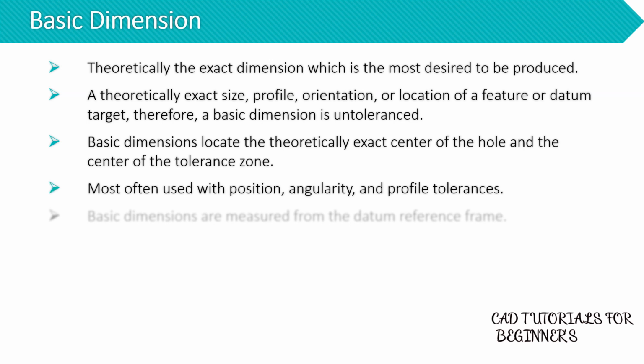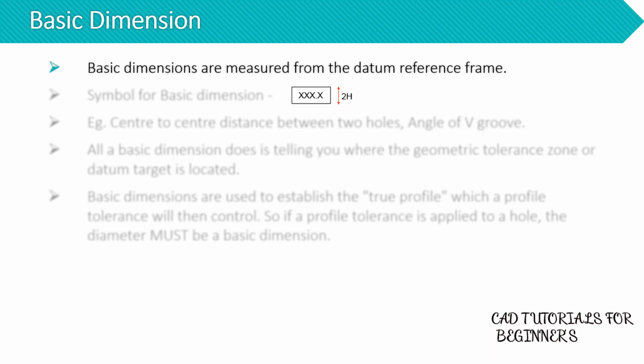The basic dimensions locate the theoretically exact center of the hole and center of the tolerance zone. Most often used with the position, angularity and profile tolerances. The basic dimensions are measured from the datum reference frame. The symbol for the basic dimension is the value, that is the dimension within the rectangular box with a height of 2h. H is the font size. Example, center to center distance between the two holes or the angle of V groove is denoted by the basic dimension.